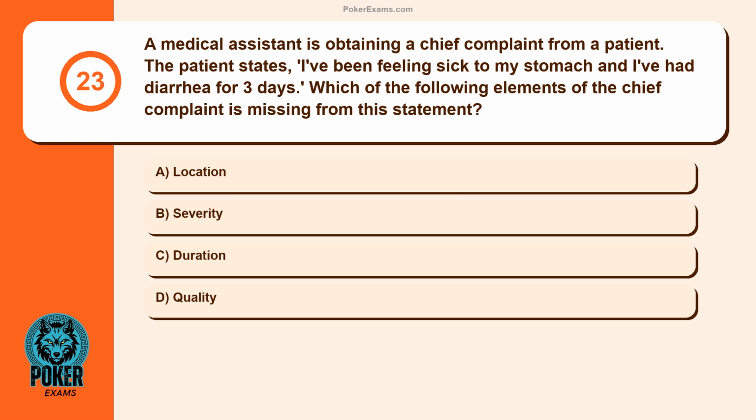Question 23. A medical assistant is obtaining a chief complaint from a patient. The patient states, "I've been feeling sick to my stomach and I've had diarrhea for 3 days." Which of the following elements of the chief complaint is missing from this statement? Location, severity, duration, quality.